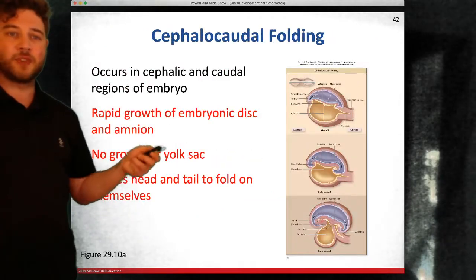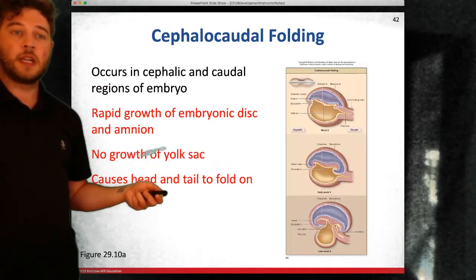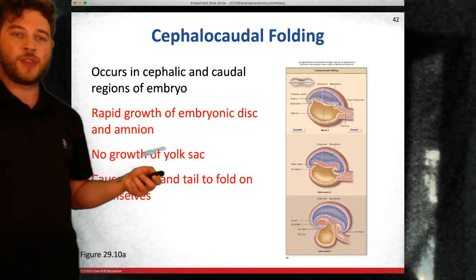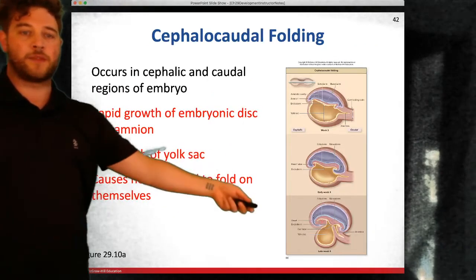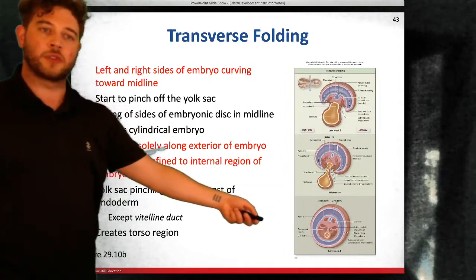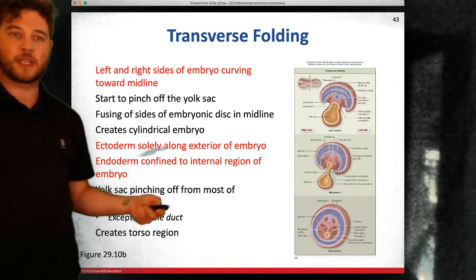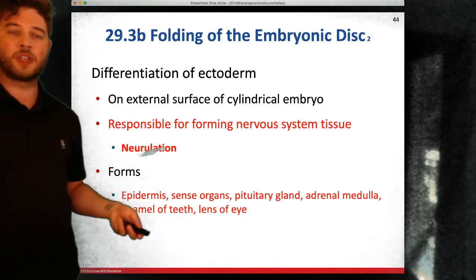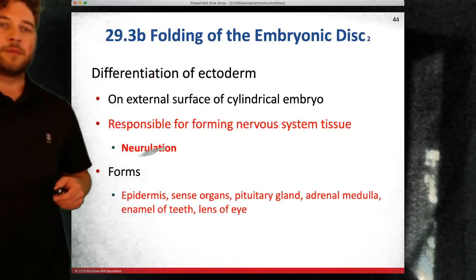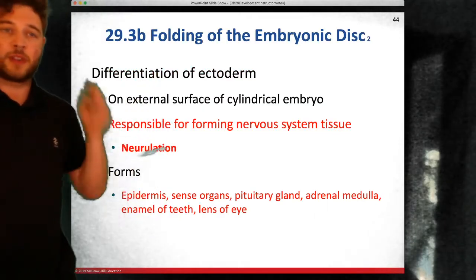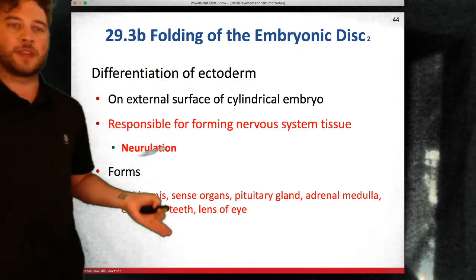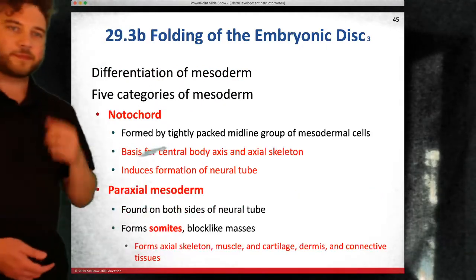The folding, really this is a concept that I want you to understand. I want you to understand that you go from this kind of flattened disc here, and then after a series of cephalocaudal folding and transverse folding, you start to make a cylindrical structure that's going to continue to develop in complexity. And it's going to start to have differentiation of these 3 layers. And so this is the really important part. The concept of folding you should know to create a 3D embryo, but then the differentiation of the layers is what we're going to get into.